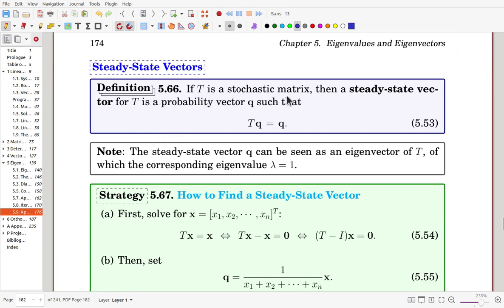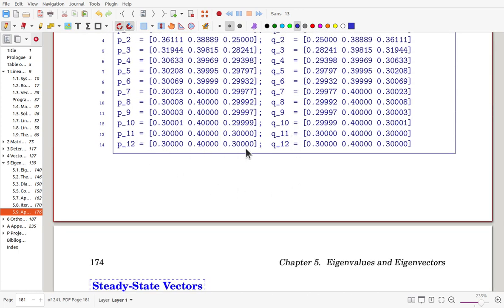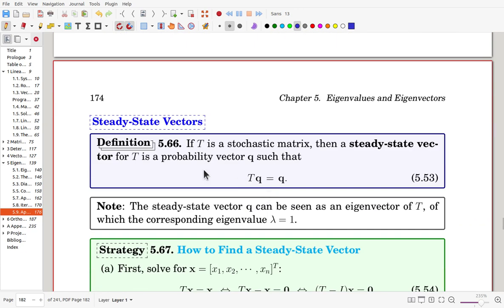If T is a stochastic matrix, then a steady-state vector for T is a probability vector Q such that TQ equals Q. If we consider this as Q, then one more multiplication by T gives the same. Once it has converged, after multiplication by T, it will be the same. So it is a kind of steady-state vector for the transition matrix T.